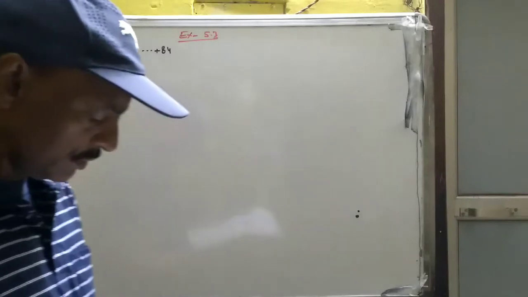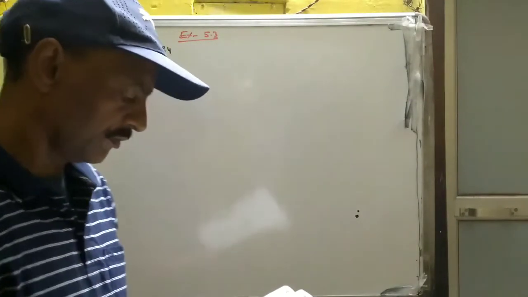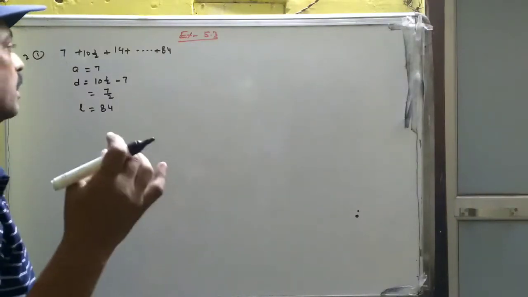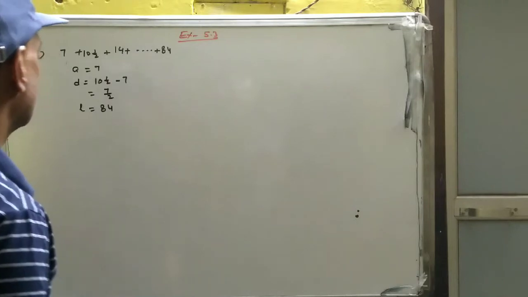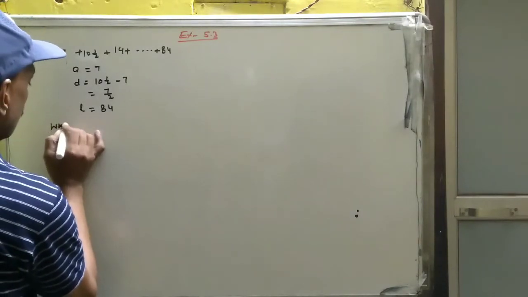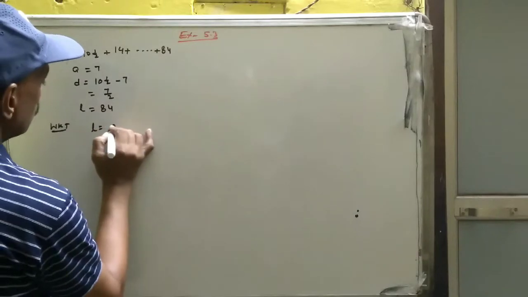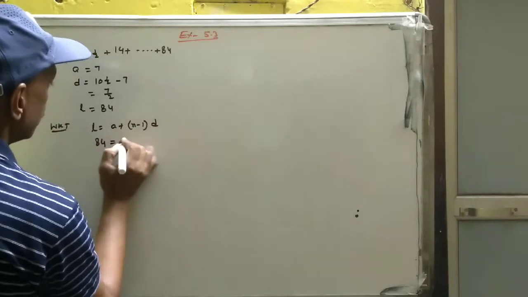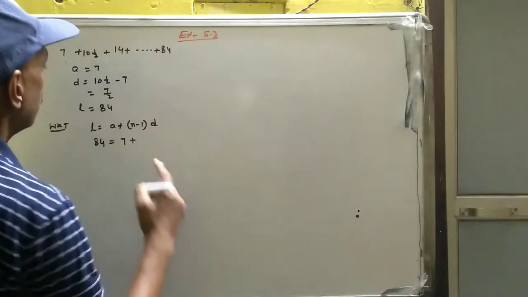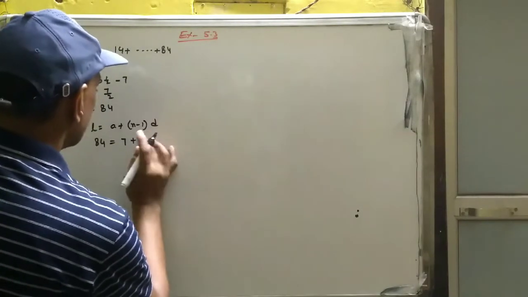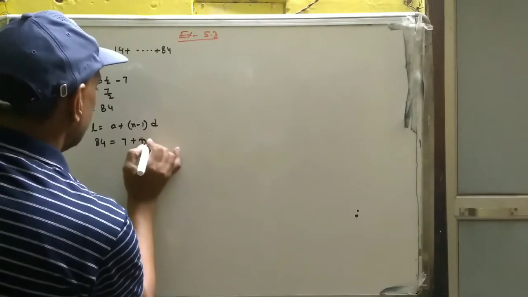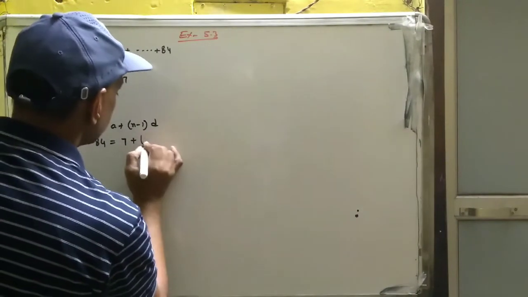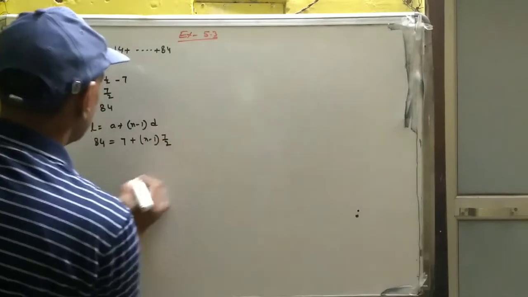Now we have to find out the sum. Okay, so how can we get the sum? To get the sum we need to have the n, but n is not available here. So let us find the n by using the formula of L. L equal to a plus n minus 1 into d. In place of L, just write 84. This is 7 and n is not given, and d we have, so n minus 1 into 7 by 2.